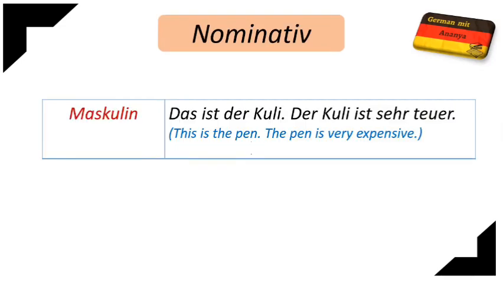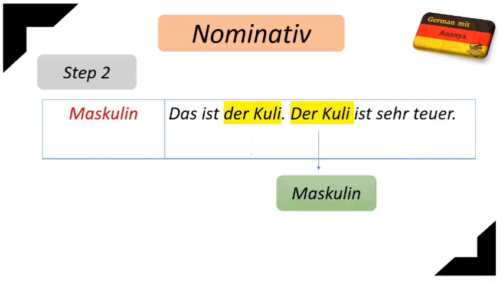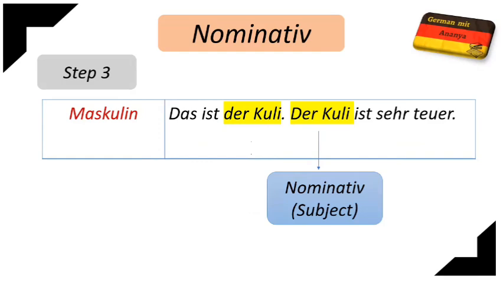Finally, it's done. So this is my example. Das ist der Coolie. Der Coolie ist sehr teuer. What is common? Der Coolie is common in both sentences, which is my step number one. Step two, der Coolie, which means this is masculine, this is male. And step three, in this sentence, der Coolie is my subject, which means this is nominative case.